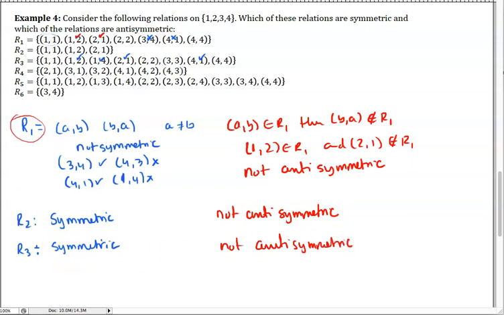Okay, let's look at R4. So let's check for symmetry first. So I have 2, 1, but I don't have 1, 2. I have 3, 1, but I don't have 1, 3. So you don't need to go through all of them. Once it breaks a rule for one pair, then it's not symmetric.